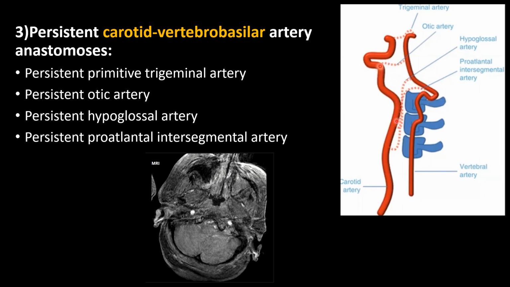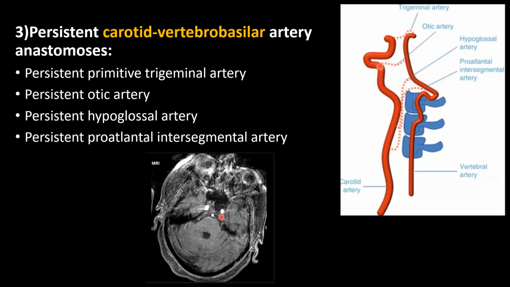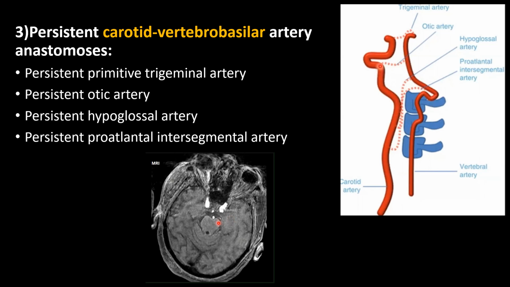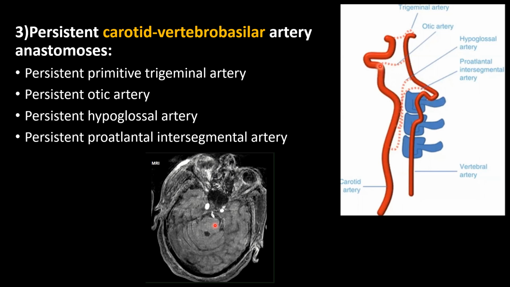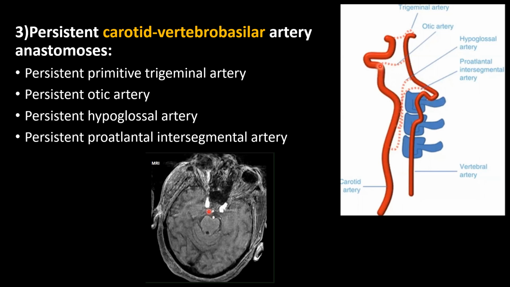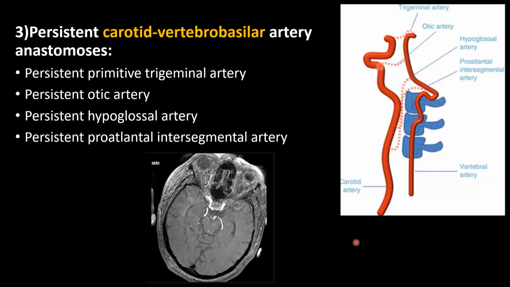Then the persistent hypoglossal artery, which arises from the distal ICA and joins the vertebral artery. Then here is a persistent proatlantal intersegmental artery. Here is an MR top video showing both the ICA and the basilar artery and a communication between them, which is a persistent trigeminal artery, and should not be considered an anomalous arterial communication.